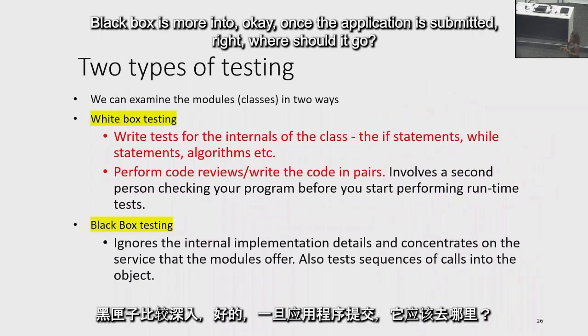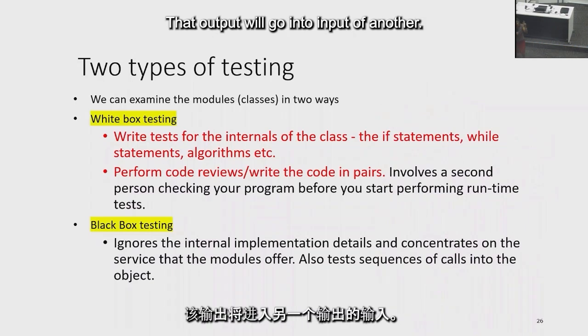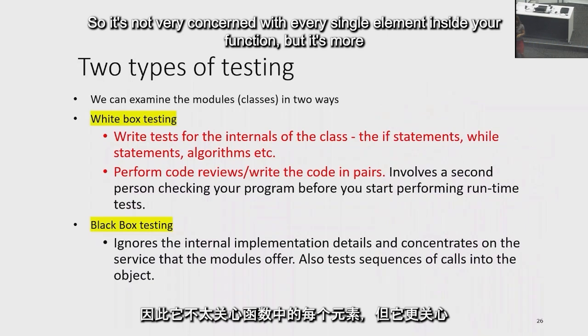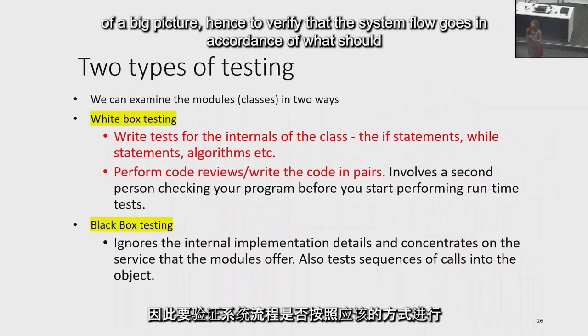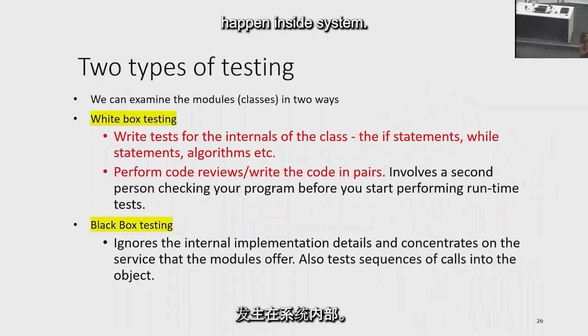Black box is more into, okay, once the application is submitted, where should it go? That output will go into the input of another. So it's not very concerned with every single element inside your function, but it's more of a big picture, to verify that the system flow goes in accordance with what should happen inside the system.